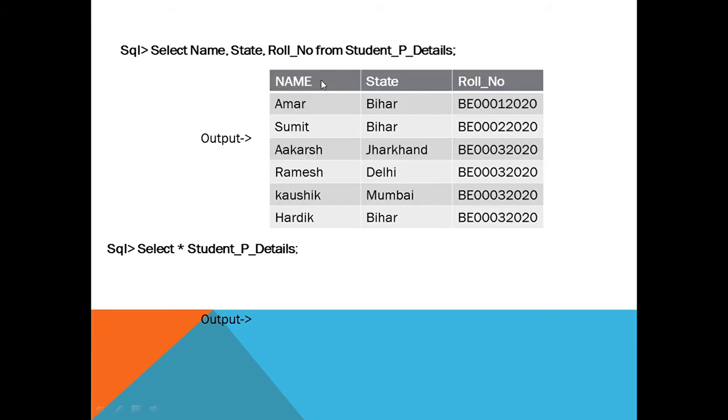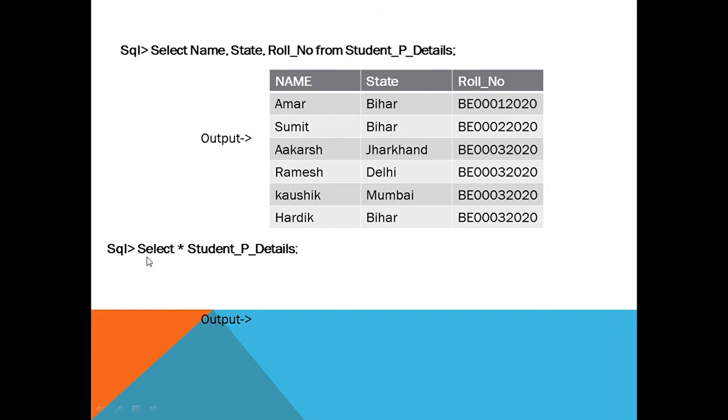Same query, suppose I am writing select name, comma, state, comma, roll number from student P detail. What would be the output? Suppose in this I am fetching the name column, the state column and the roll number column from the table. Now the output is the name, state and roll number from student P detail.